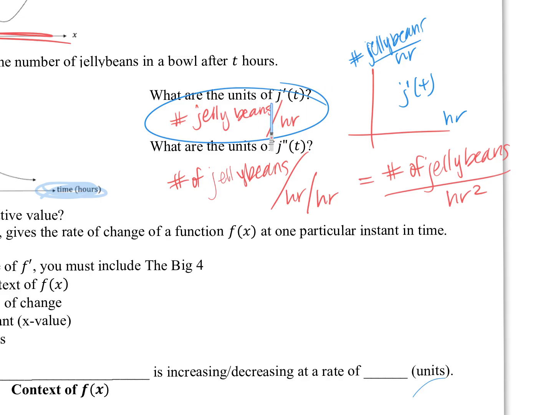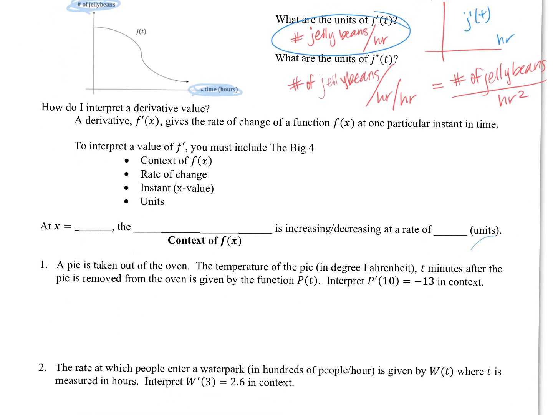We have to take whatever our J prime was. This was the units of my J prime over that x-axis every time. We'll get more comfortable with it. I understand that is like, what?